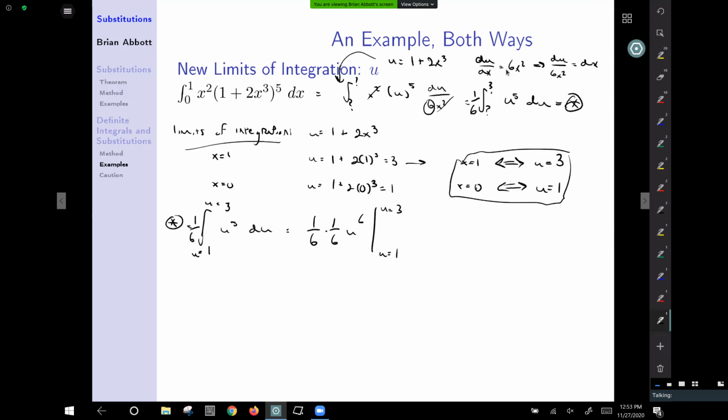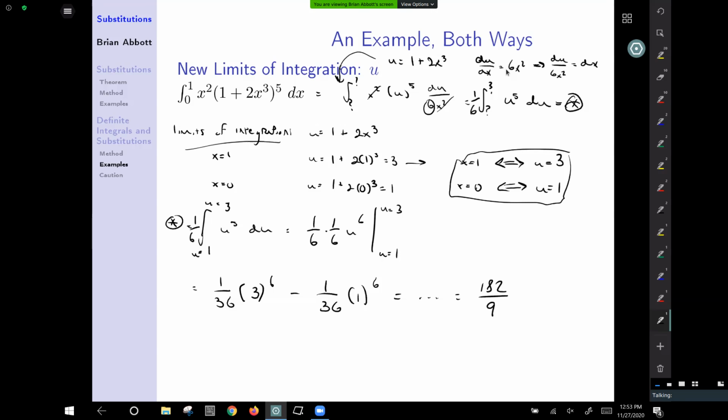So we got 1 over 36. This is equal to 1 over 36 times the top guy, 3 raised to the 6th power, minus 1 over 36, u equals 1, 1 raised to the 6th power there. Do a bunch of algebra, and you come up with 182 over 9.